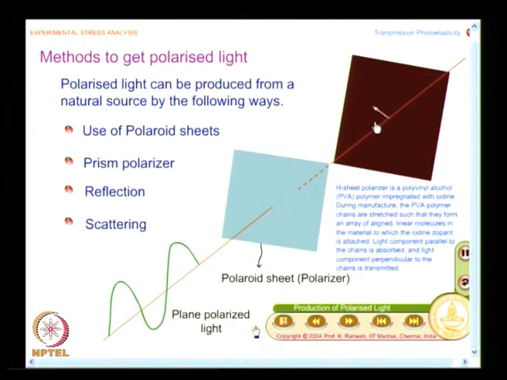So, the natural light is modified, because this acts like a filter, it filters out all other components, it sends only a component in this direction. So, I know what the input light incident on the model is, and we need to understand what polarization is.